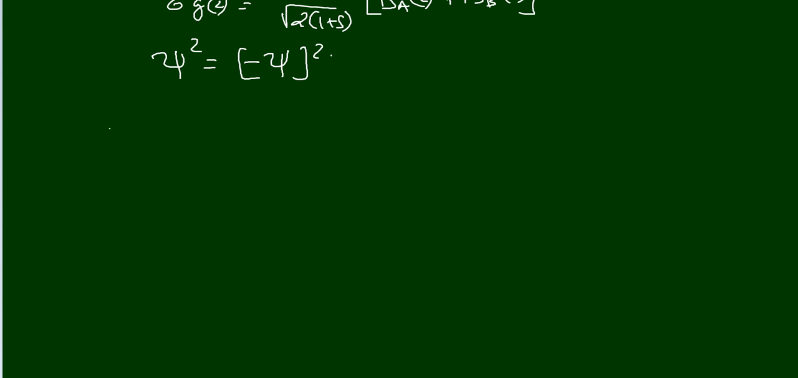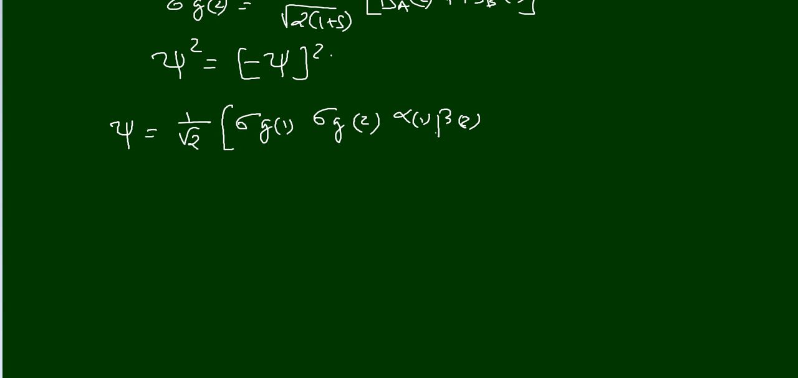Psi is equal to, we already have psi is equal to 1 divided by root 2, because 1 divided by root 2 is a multiplication factor that I can take out, and so I conveniently write it like 1 divided by root 2 sigma g1 sigma g2 alpha 1 beta 2 minus sigma g1 sigma g2 alpha 2 beta 1.